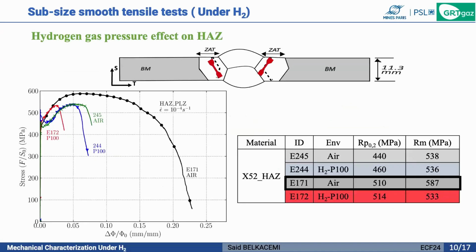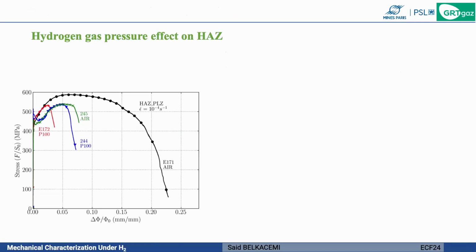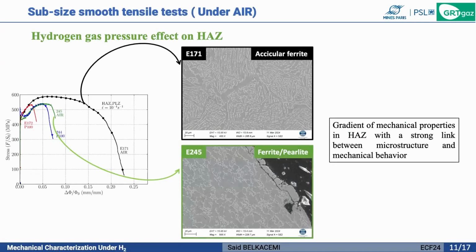Here I present a specific case of the heat-affected zone. We have performed tests under air, but also tests under 100 bar hydrogen. And we can see that we have a strong dispersion in the results. This dispersion is in terms of yield strength and ultimate tensile strength, but also we have a strong dispersion in terms of ductility. When we try to explain this difference in yield strength and ultimate tensile strength, we see that it's mainly due to the difference in the microstructure.